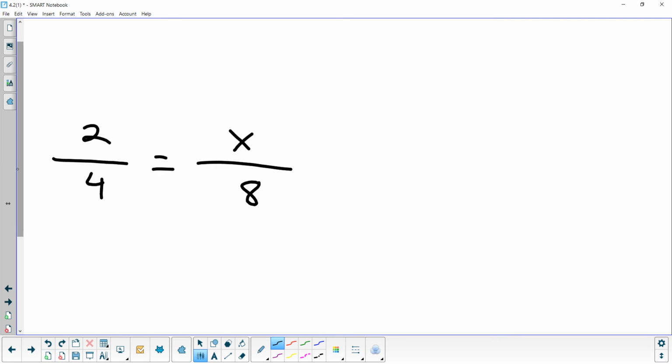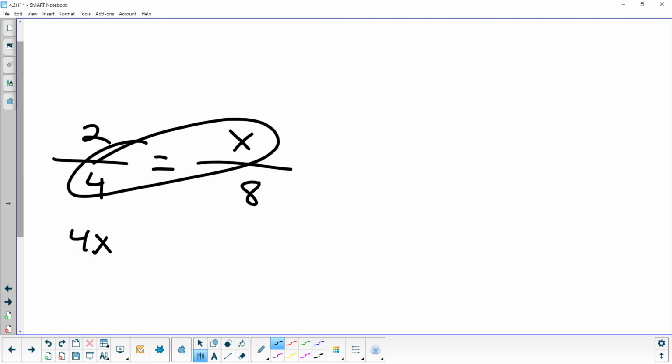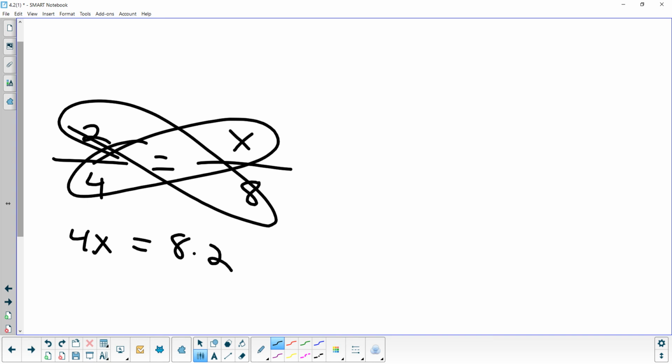Does anybody remember the technique you used to solve this? This is called a proportion. Yeah? Very good. You cross multiply. So in this case, 4 times x equals 8 times 2. And then you go from there. All right. And that's the technique we're going to use in every problem we do today. Okay, cross multiply.